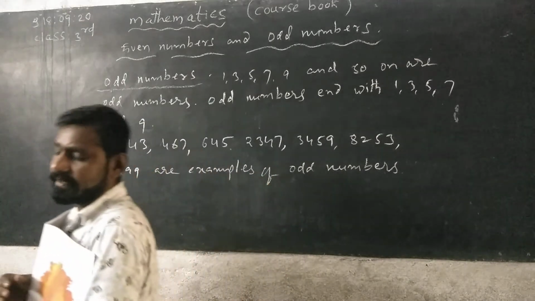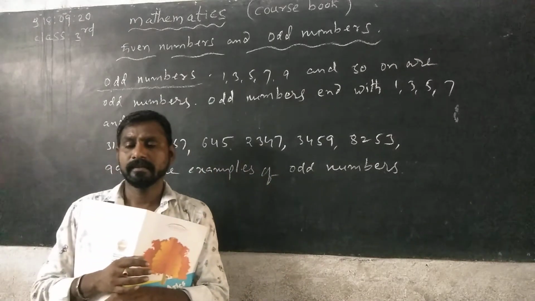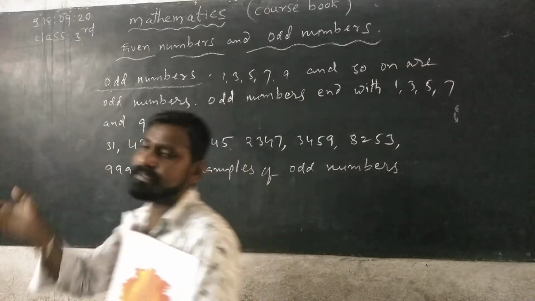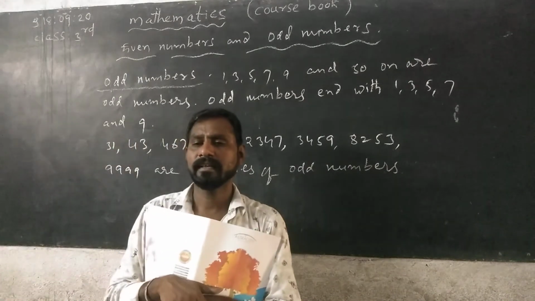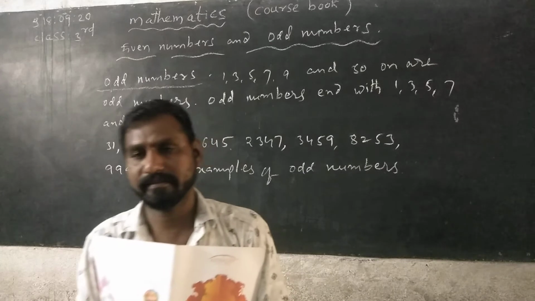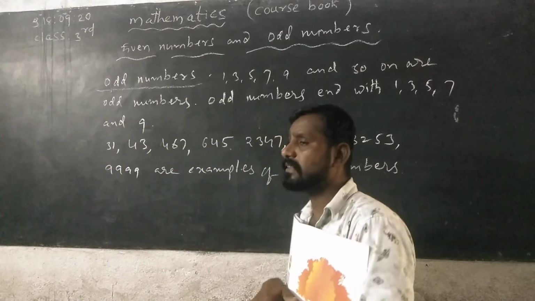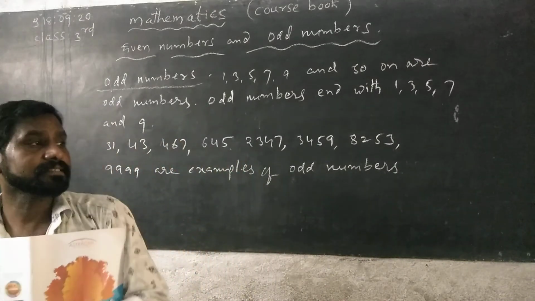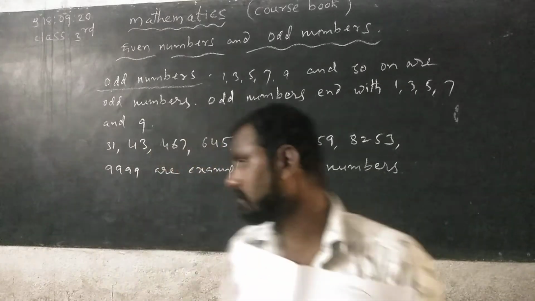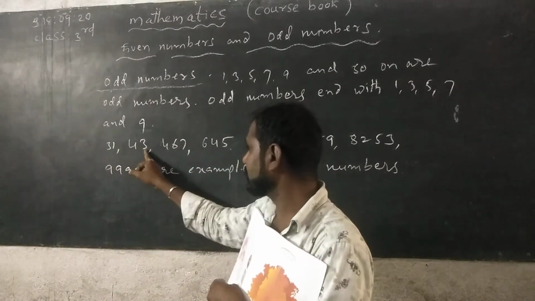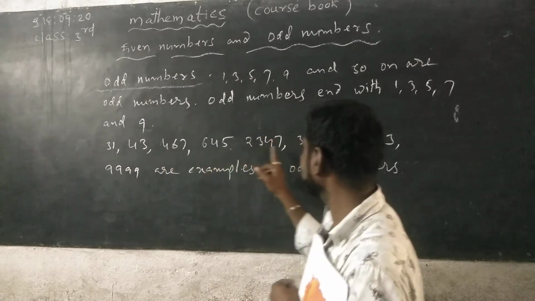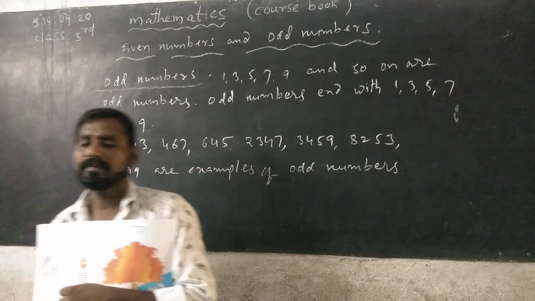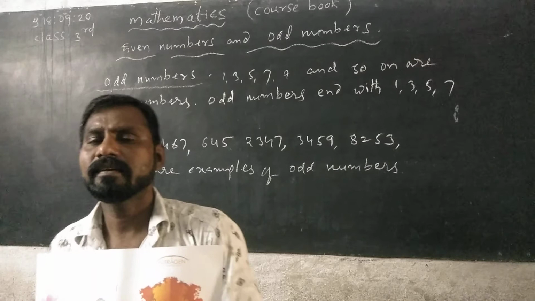A number having 1, 3, 5, 7 and 9 at one's place, then it is called as an odd number. Does it make sense, dear? Ends with 1, 3, 5, 7 and 9. Then the type of numbers are called odd numbers. See, you can see only the one's place digit. That is called as odd numbers.